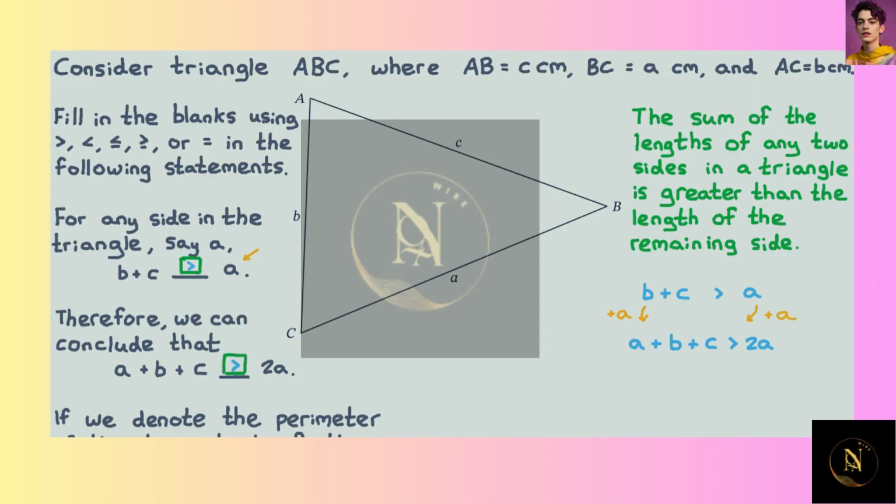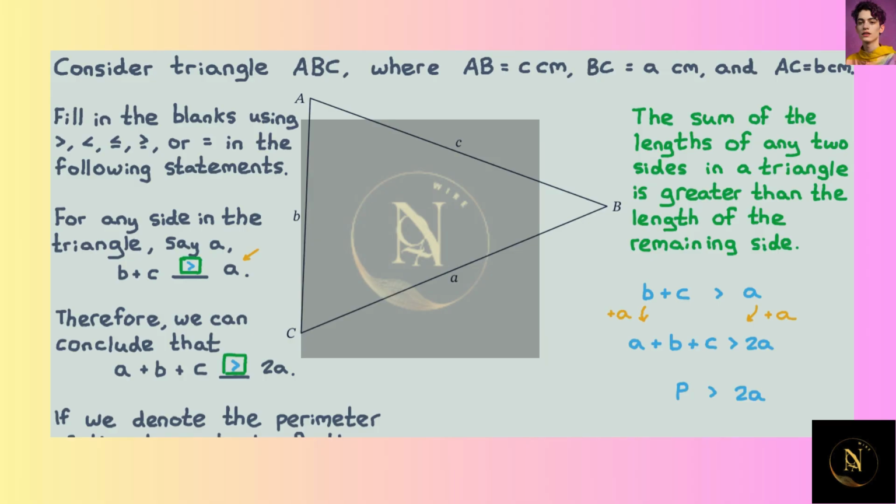We have shown that in any triangle, the sum of the side lengths is greater than twice the length of any side. In the final part of this question, we want to compare the perimeter of the triangle to the lengths of one of its sides. To do this, we recall that the perimeter of a triangle is the sum of its side lengths, so P is equal to A plus B plus C.